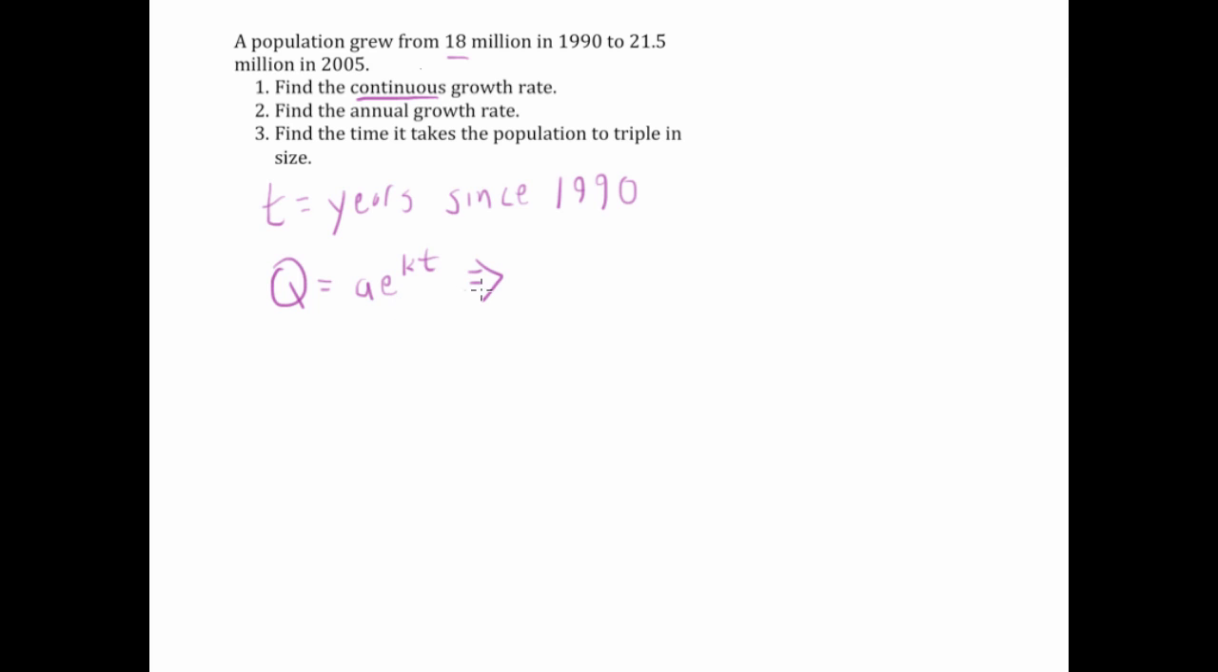I'm going to start with the right-hand side. We know 18, e, k we don't know, but we do have a time value. We know we're going from 1990 to 2005. That's 15 years. And we do have an output value. We know that Q is supposed to be equal to 21.5 at that time. Cool, I know everything except for k. Solve for k.